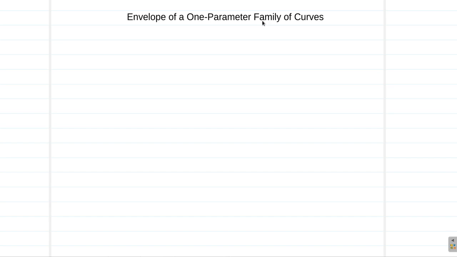Let us talk about the envelope of a parameter family of curves. In this case, we're looking at the one parameter family of curves. Now, you see the word parameter. P-A-R-A. I looked up some information and found that the word para, it's a Greek word meaning alongside or beside, along with.